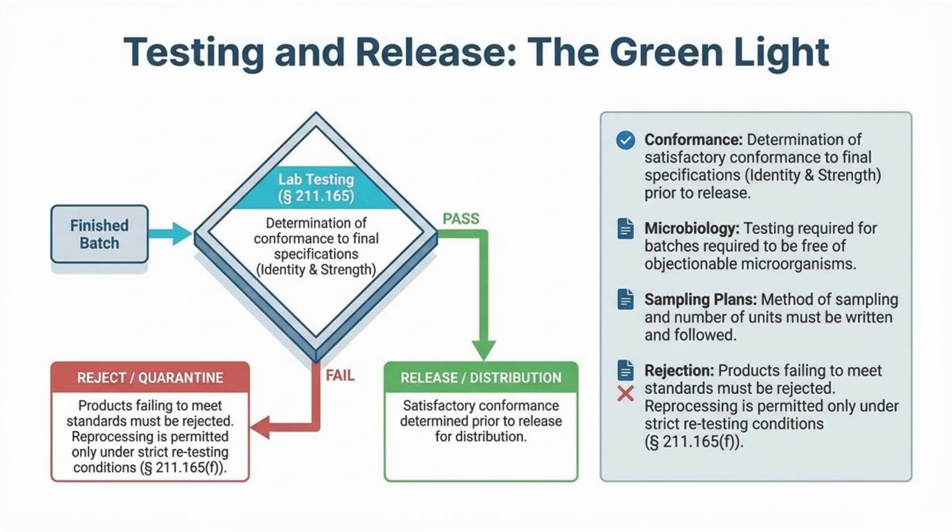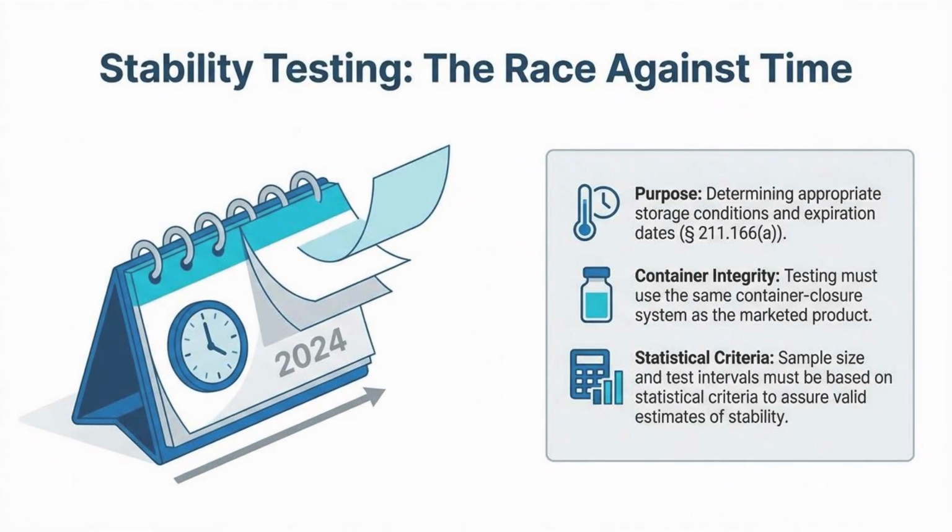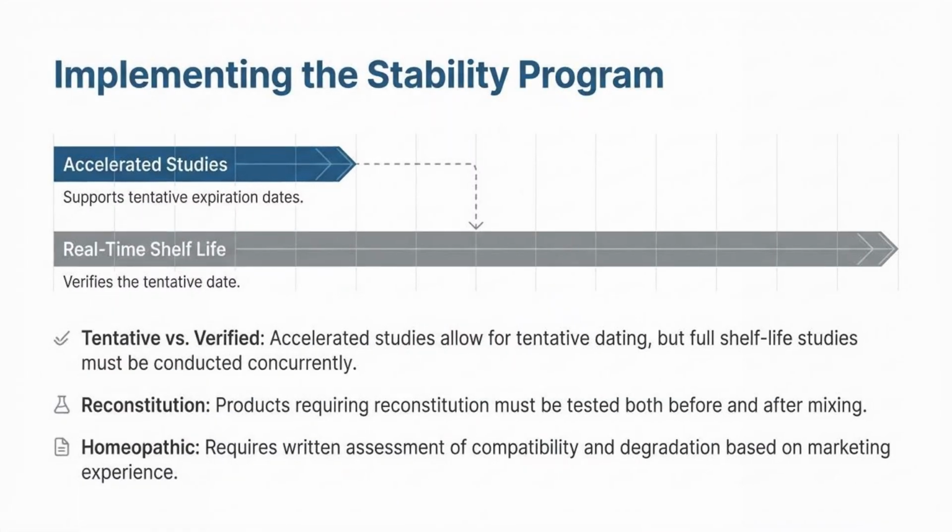Method validation demonstrates that laboratory methods are accurate, precise, and reliable for their intended use. Validation confirms that test results are meaningful and reproducible under actual operating conditions, providing confidence in the data. Stability testing determines appropriate storage conditions and expiration dates. Studies must use the same container closure system as the marketed product and be supported by statistically valid sampling plans. Accelerated studies help establish tentative expiration dates, while real-time studies verify them, running concurrently. Products requiring reconstitution are tested both before and after mixing for stability.